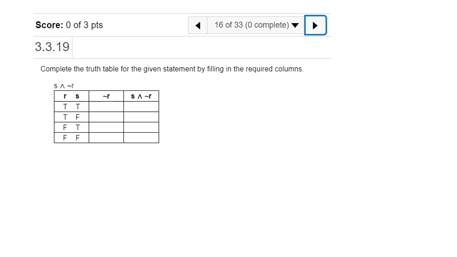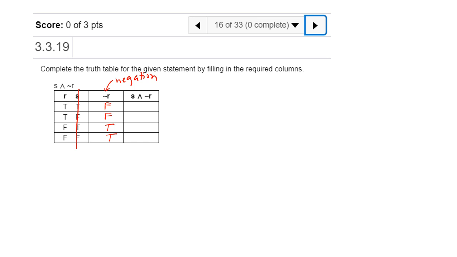In question 16, we'll construct a truth table. The first thing we need to do is fill in the column that is not R. Remember, that means the negation. So for the moment, disregard that S. Only look at the letters R. And the negation of R would be change the truth value. So if it starts off true, you write false. True becomes false. False becomes true. Negation, or the not, is simply the opposite truth.